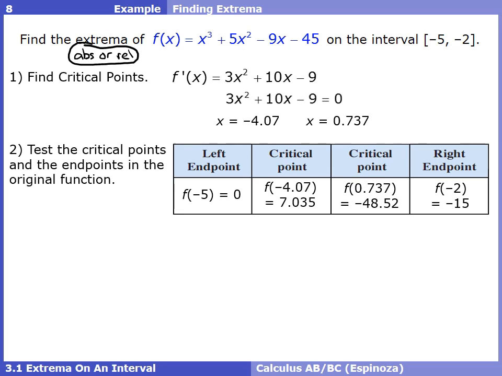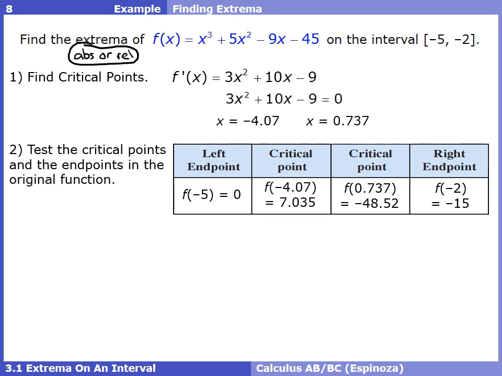So it looks like we have a high y value and a low y value. It looks like the highest y value we have is at 7.035. And it looks like the lowest y value we have is negative 48.52. But that's where the trick in this problem lies. That negative 48.52 doesn't count.